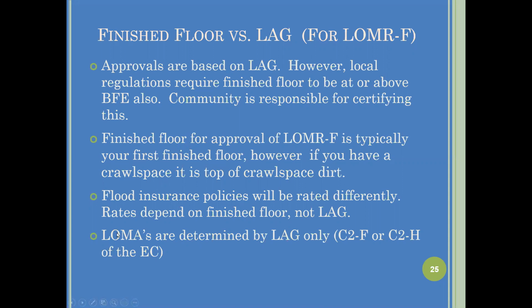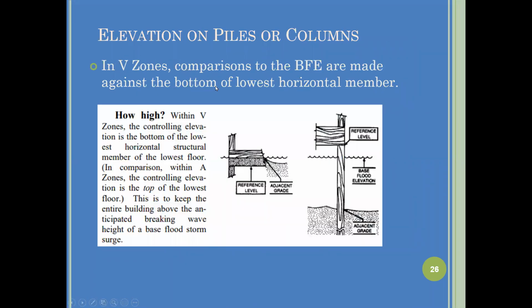And this is repeating what I said earlier. LOMAs are determined by the lowest adjacent grade. In V zones, comparisons to the base flood elevations are made against the lowest horizontal member, the bottom of the lowest horizontal member.